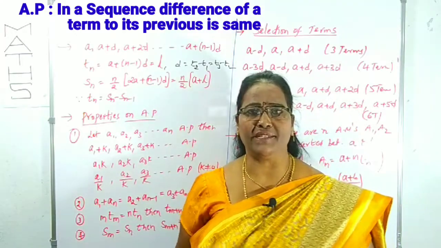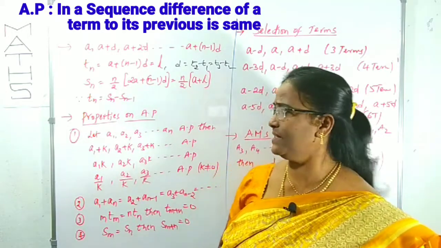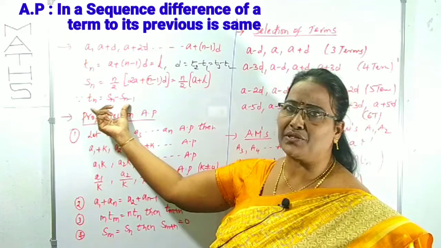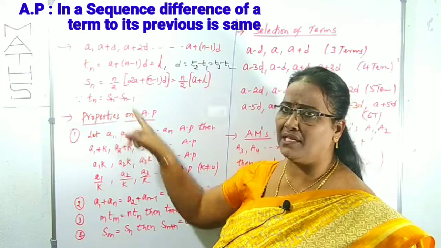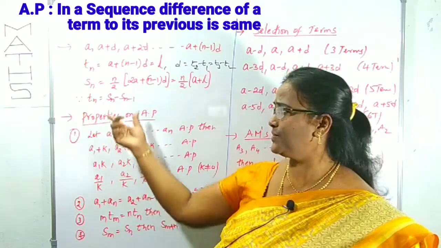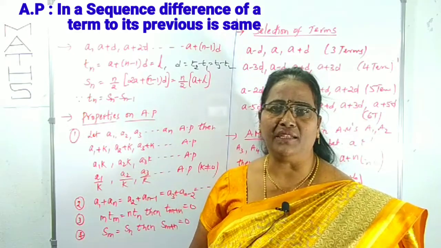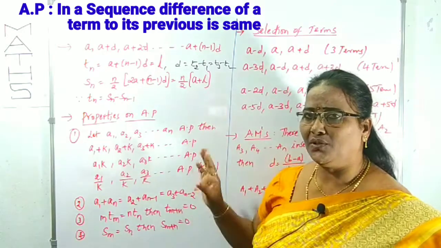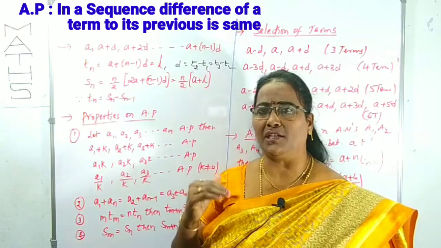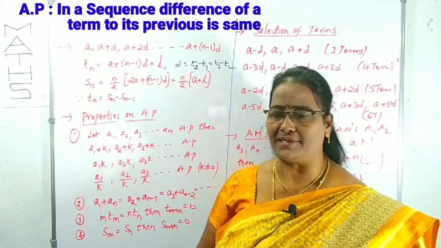To find the nth term, if you know the series, we can use this formula. Sometimes they won't give the series, they will give the sum of the terms of the series. In such a case, for the nth term, we can use this formula: Tn is Sn minus Sn minus 1. We use this when the sum of the n terms of the series is given, right?